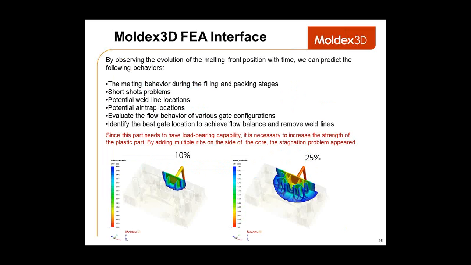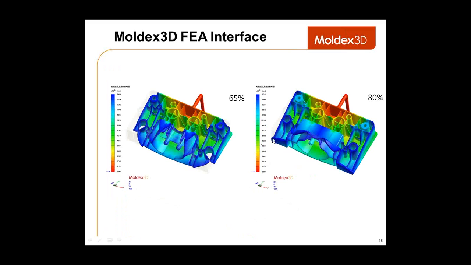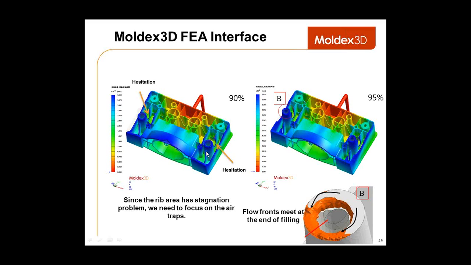And with this slide, we just want to show you the filling process. During the filling process, we're looking for air traps, weld lines, and short shot issues that could be detrimental for the part's strength. As you can see, at 10% and 25%, it's looking okay. At 40% we're looking okay. At 55%, we start to see some hesitation. And you can really start to see it at 80%, as well as where the bosses are filling. And at 90%, you can definitely see there are hesitation issues with the ribs.